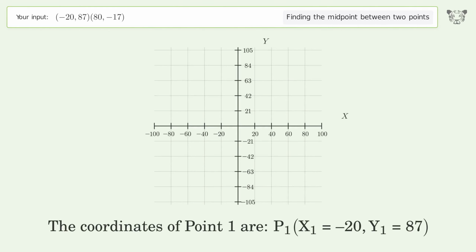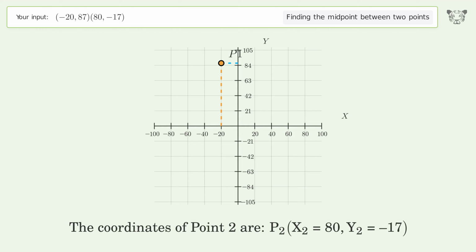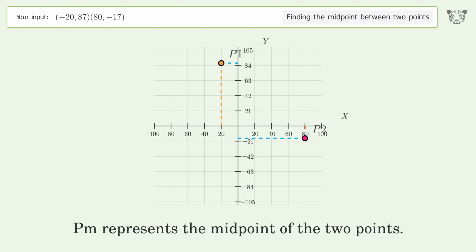The coordinates of point 1 are, x1 equals -20, y1 equals 87. The coordinates of point 2 are, x2 equals 80, y2 equals -17. PM represents the midpoint of the 2 points.